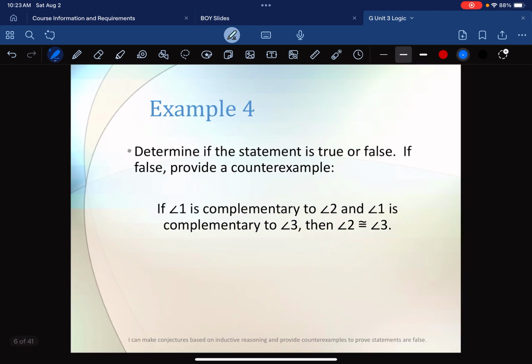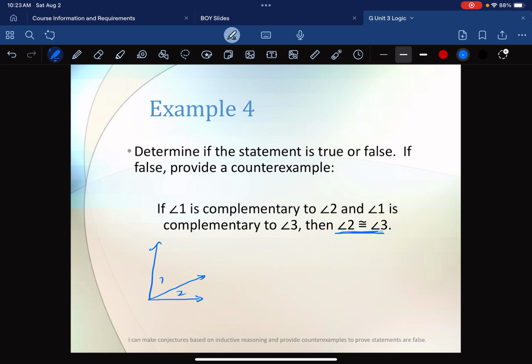Example 4. If angle 1 is complementary to angle 2, and then angle 1 is complementary to angle 3, then angle 2 and angle 3 have to be congruent. This is the conjecture. Is this true if these other two statements are true? Well, let's draw a pair of complementary angles. In fact, I'll take a right angle like this, and I'll just split it like this. And I'll call this one angle 1 and this one angle 2.